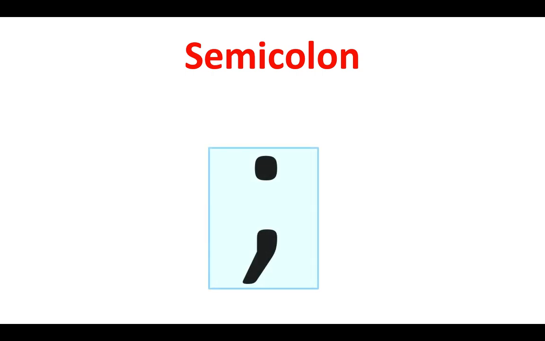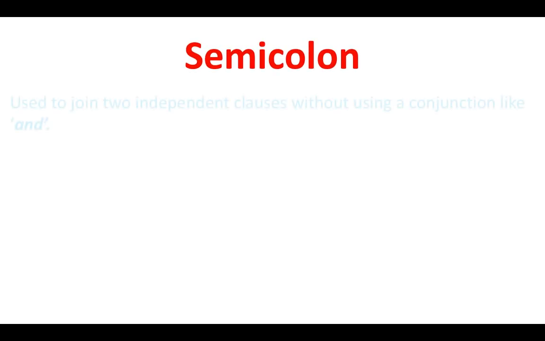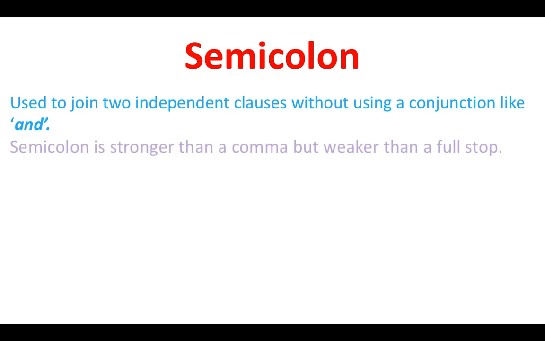Semicolon. A semicolon consists of a comma with a dot above it. Semicolons are used to join two independent clauses without using a conjunction like "and." A semicolon is stronger than a comma, but weaker than a full stop.